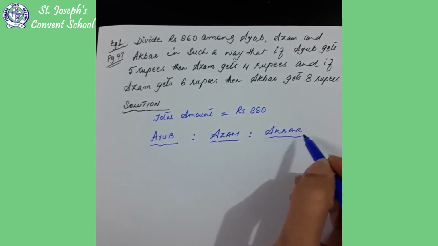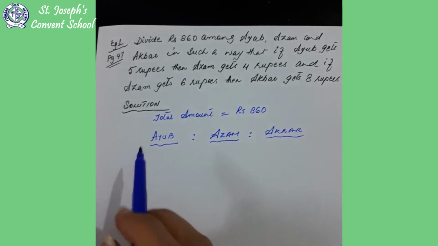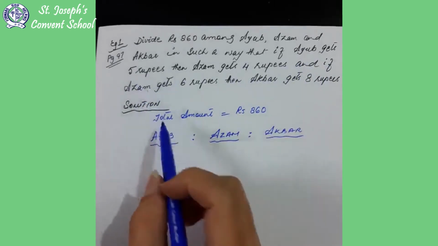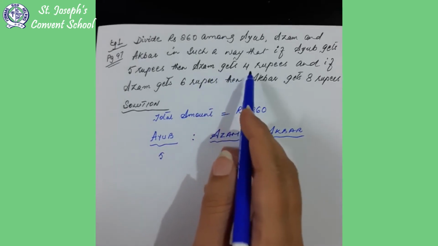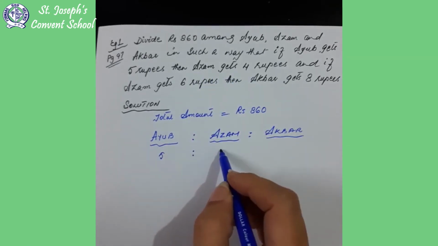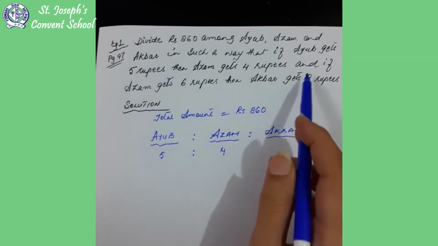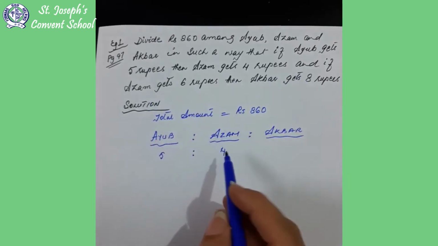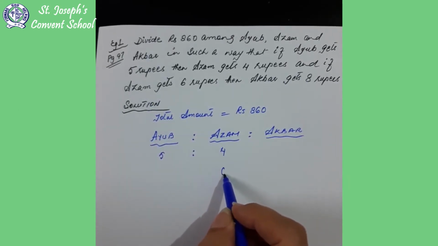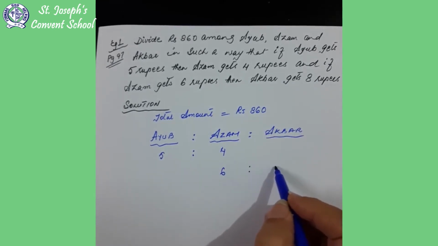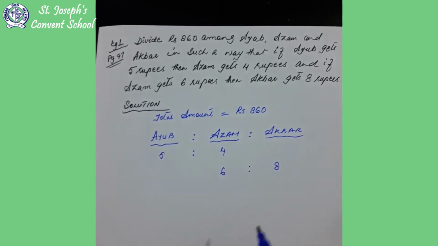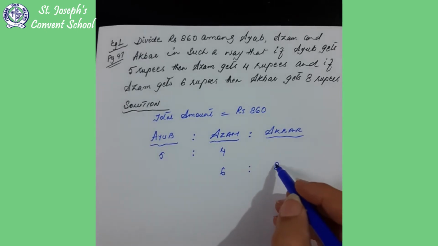Okay, these are the three people. Now what is the ratio given? If Ayub gets 5 rupees, Azam gets 4, so 5 is to 4. And if Azam gets 6 rupees, then Akbar gets 8, so 6 is to 8. Okay, so this is the ratio given.